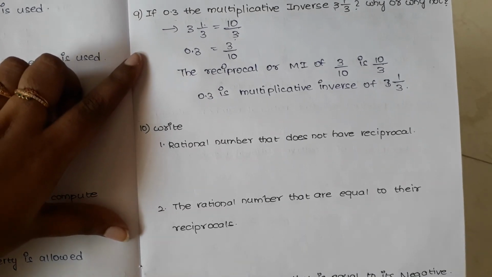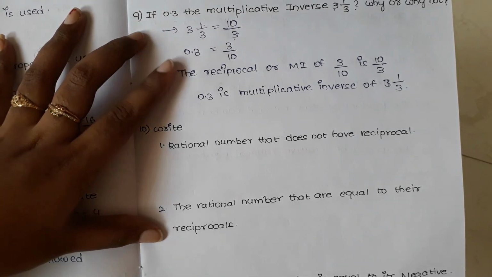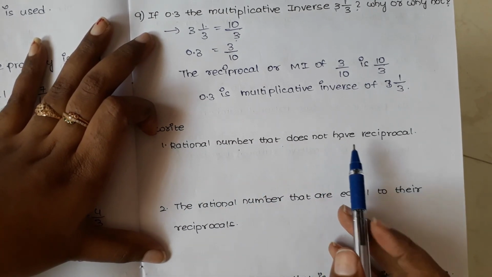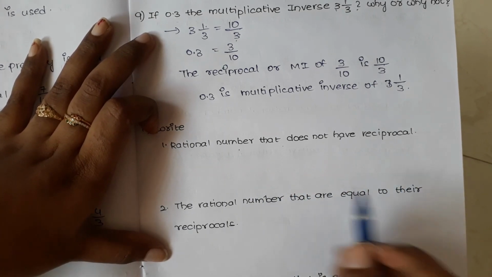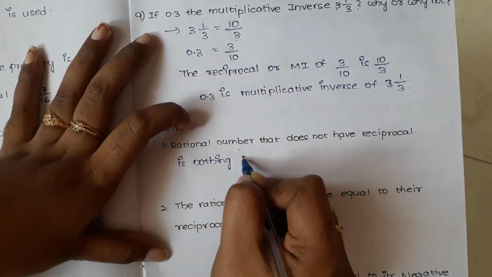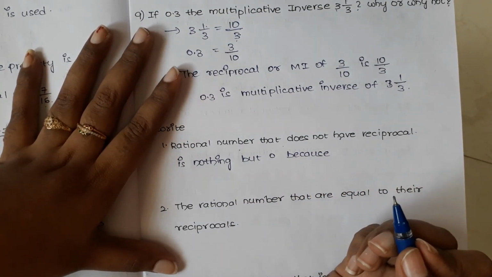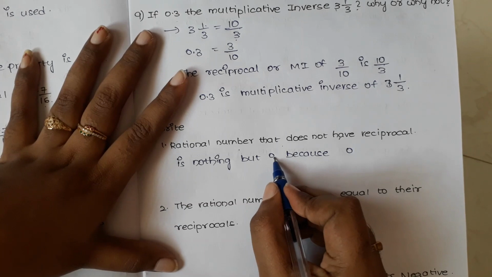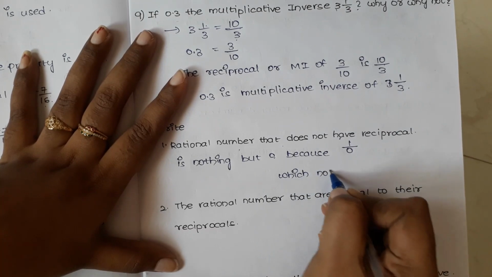Now let us see the 10th problem. The 10th and 11th problems are bits. Let us do that. We have to find the rational number that does not have a reciprocal. It is nothing but 0. Because 0 has no reciprocal, since the reciprocal of 0 is 1 by 0, which is not defined.